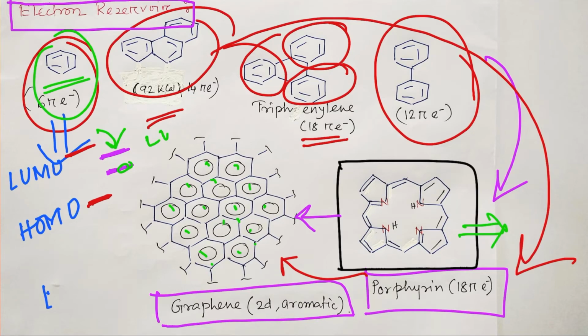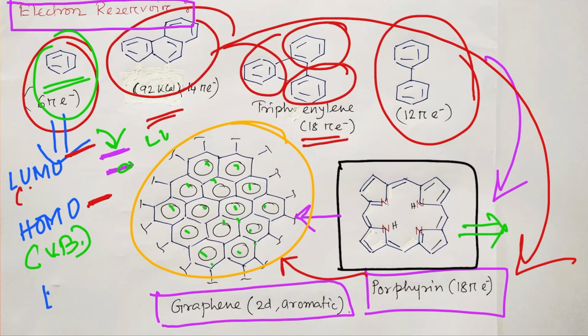But actually, it is better to say, for example in this graphene case, instead of saying HOMO-LUMO, we should say this HOMO should be considered as the valence band or VB, and this LUMO should be considered as the conduction band or CB. I shall not discuss those things in detail; we will discuss them in some other video.